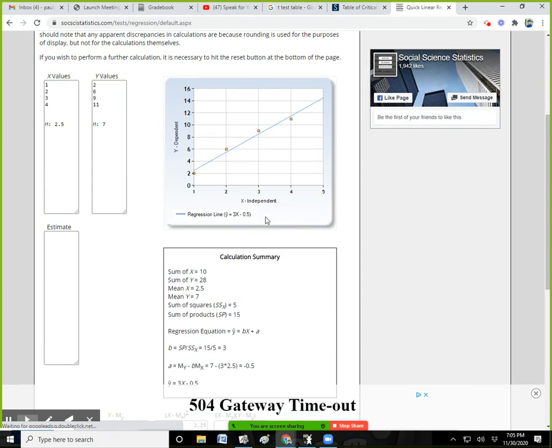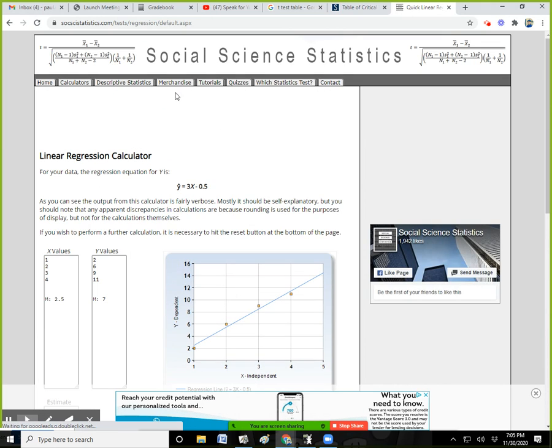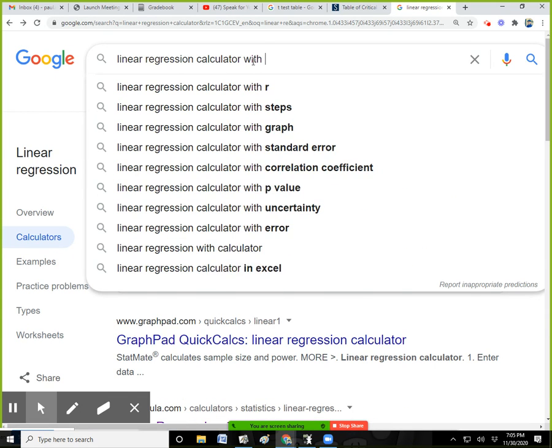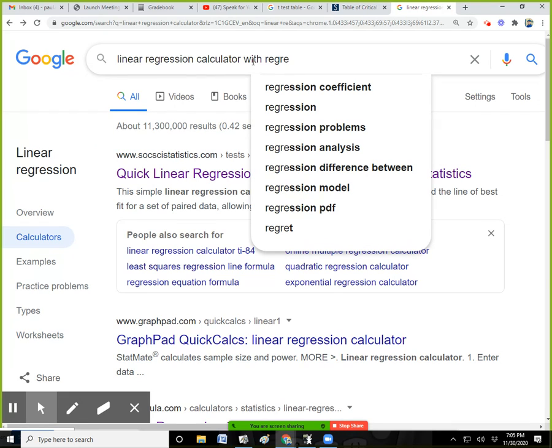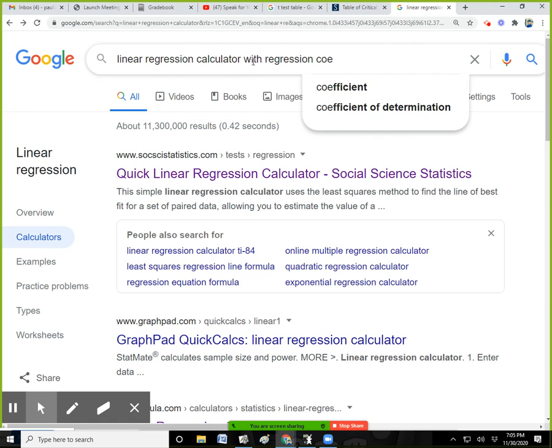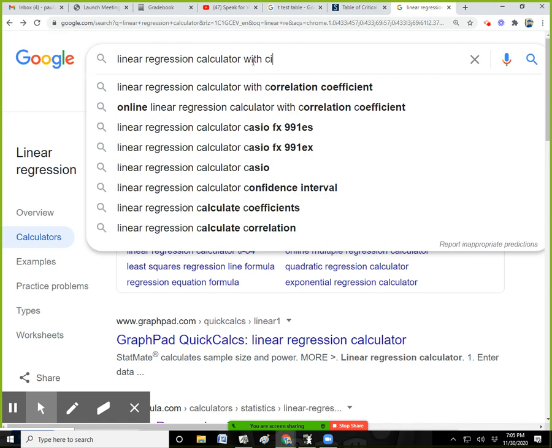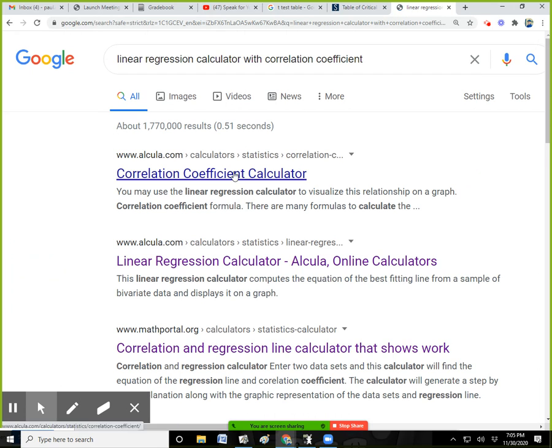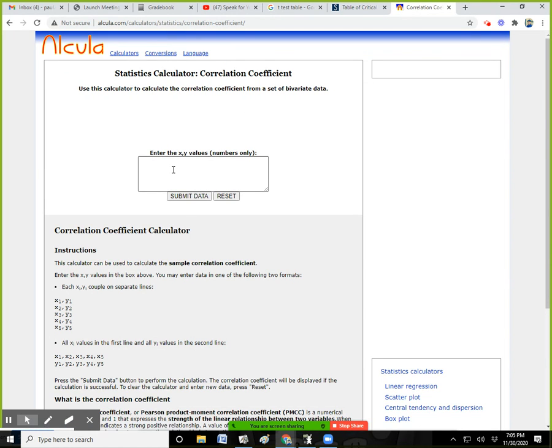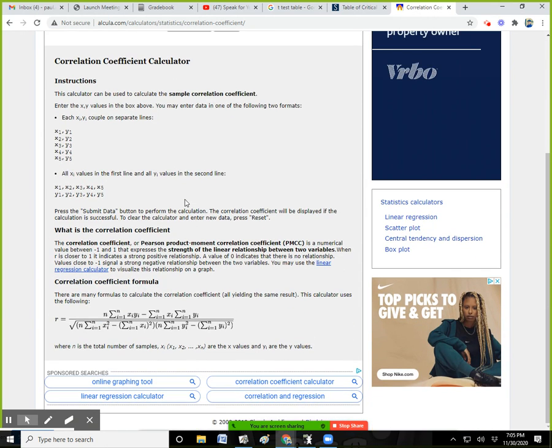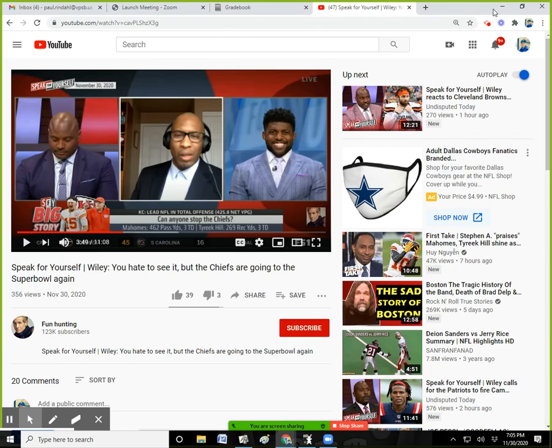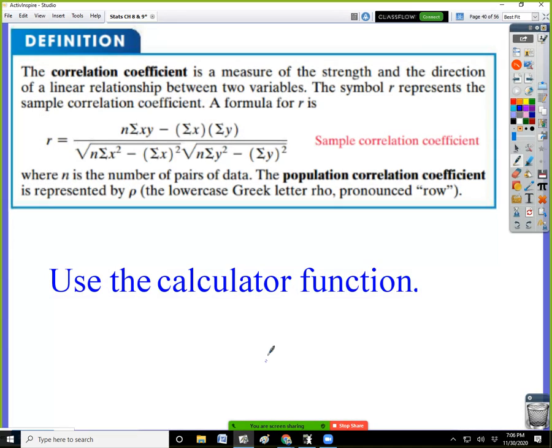Now, this unfortunately doesn't look like it does the correlation. So let me see if I can go back here. Calculator with regression. I'm sorry, correlation coefficient. So now you have the same thing, right? Enter your data and boom, it will come out. Okay? So a lot of these you can find something Googled if you absolutely need it. Okay? All righty. So that's the end of that.